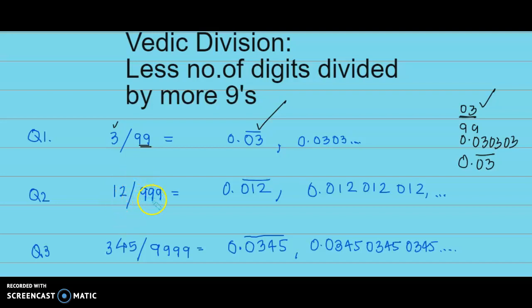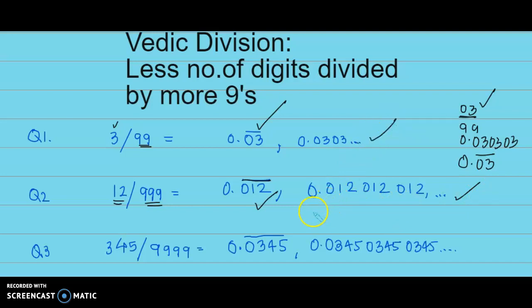Similarly, let us take a look at example number 2, where we have 12 divided by 999, 2 digits in the numerator and 3 digits in the denominator. There is a shortage of 1 digit in the numerator, so add 1 extra 0 to the left of 12 so that you have 3 digits in total. Now it will be 0.012 and then a bar, and that is our answer. It is equal to 0.012012 and so on. So that is a recurring decimal.